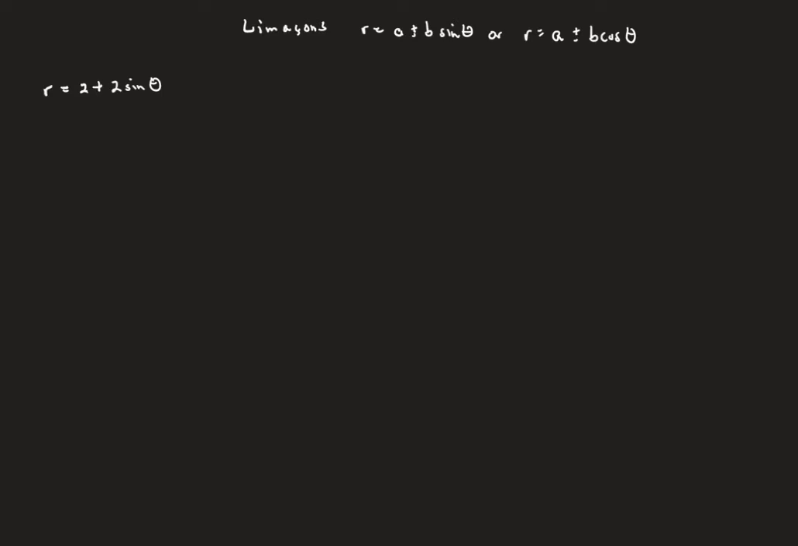I'm going to try to graph some Limacons. So Limacons are anything in the form of r equals a plus or minus b sine theta, or r equals a plus or minus b cosine theta. There's 4 different kinds of Limacons.